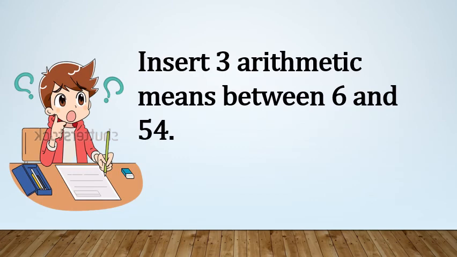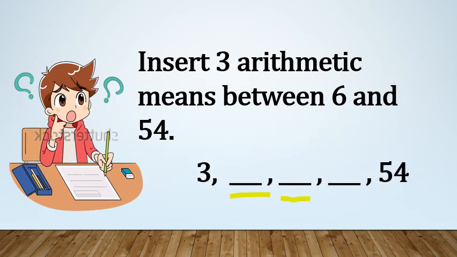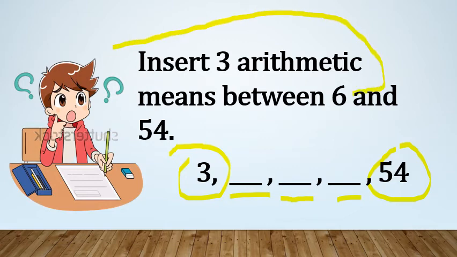Insert 3 arithmetic means between 3 and 5 4. So, ganito yung ibig sabihin. Maglalagay tayo ng tatlong term between 3 and 54. So, magiging 5 terms lahat. Paano naman kaya ang paghahanap ng arithmetic means?